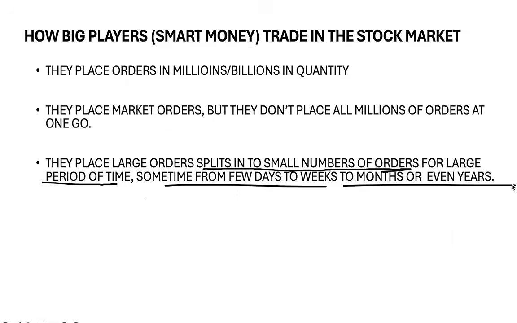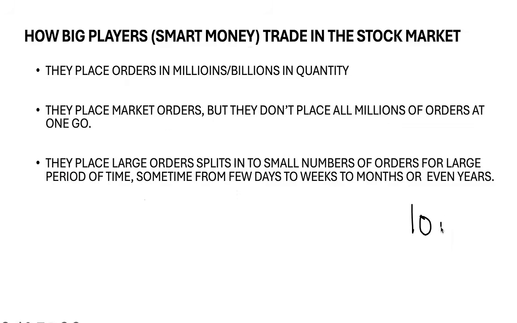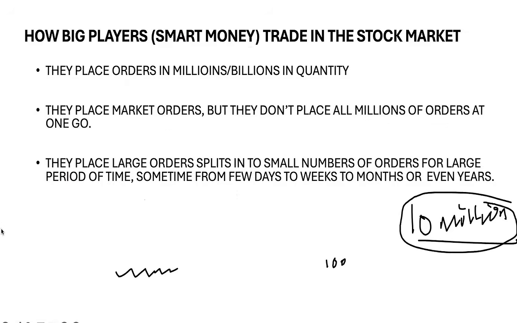Sometimes even from a few days to a few months to a few years. Okay, so that means a big player wants to place a 10 million order for some XYZ stock. Assume that stock is trading around 100 rupees and he wants to place all 10 million of the order at 100 rupees. Now just assume that if he has to place all 10 million in one go, you know what happens? Immediately from that level, one big candle happens. As he is placing the order, it becomes a big candle.